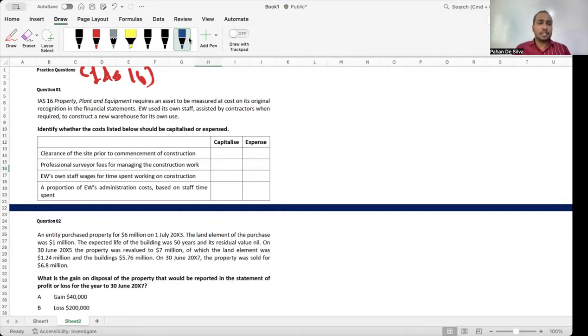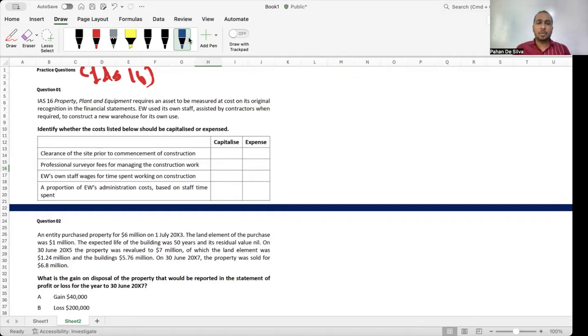See, IAS 16 Property, Plant and Equipment requires an asset to be measured at cost on its initial recognition in the financial statements. This is a theory that we have learned. We learned that property, plant and equipment should initially be measured at cost. There is no alternative to that. Initially, we should measure all property, plant and equipment at cost.